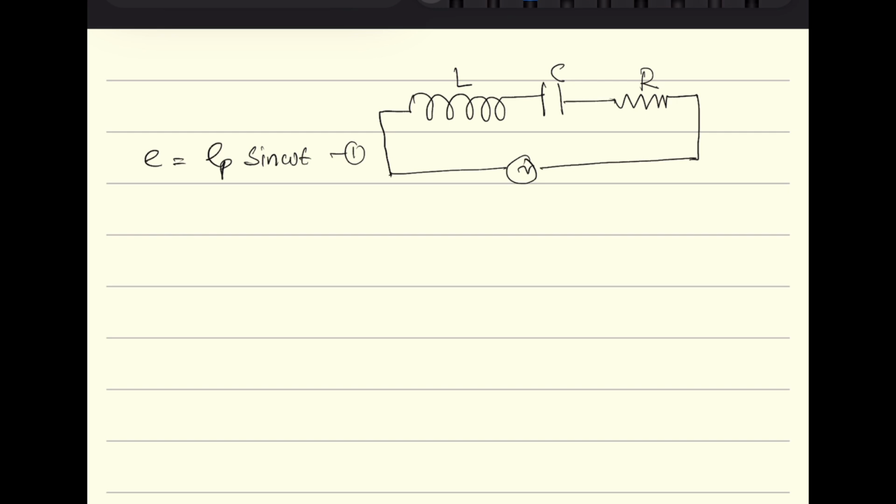So what is the resistance offered by inductance? It is ω into L. This is called inductive reactance. What is the resistance offered by the capacitor? This is 1 by ω into C. C is the capacitance of the capacitor, ω is the angular frequency of the AC. What is the resistance offered by the resistance? It is R.